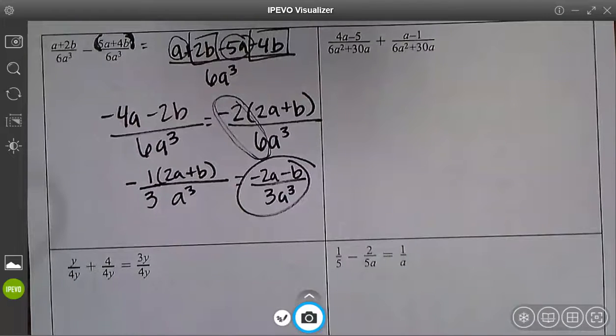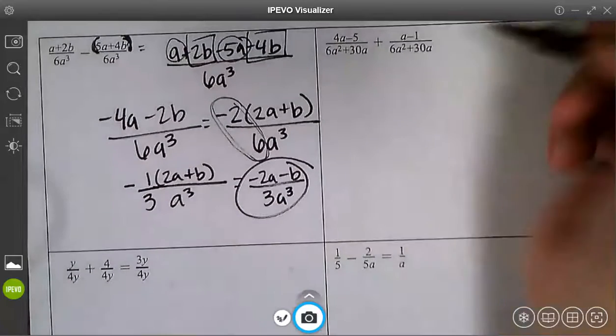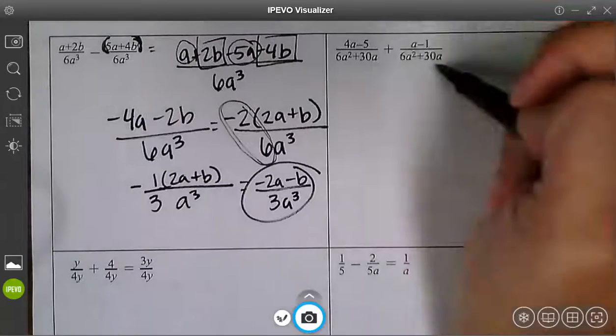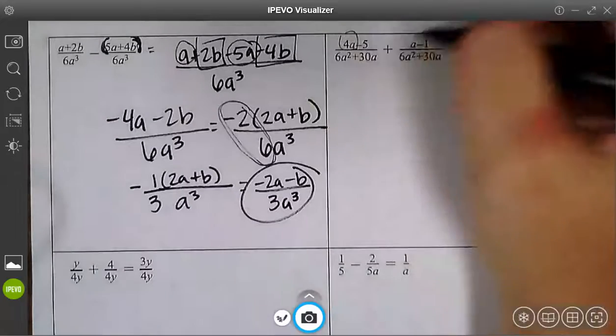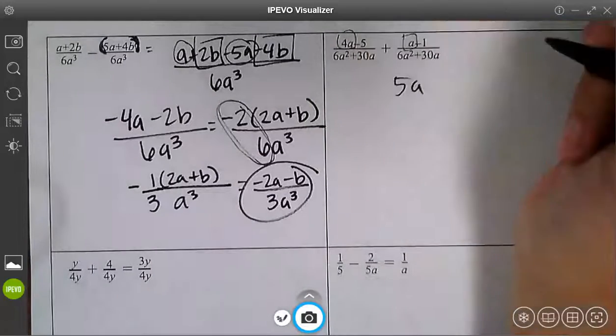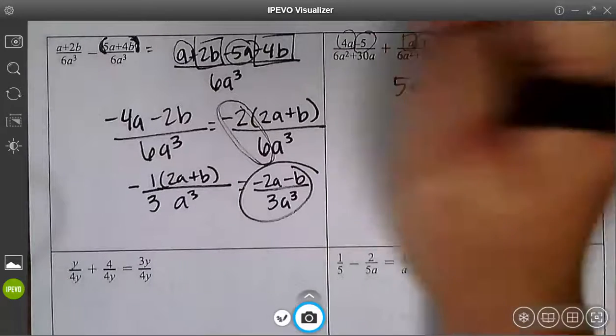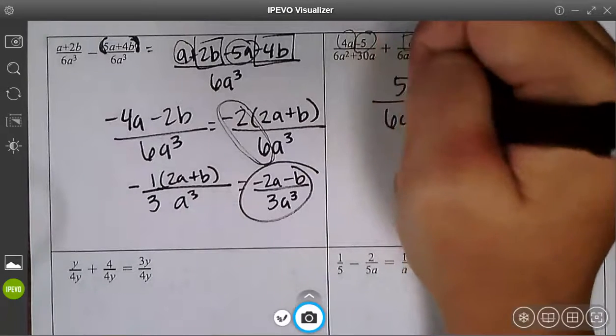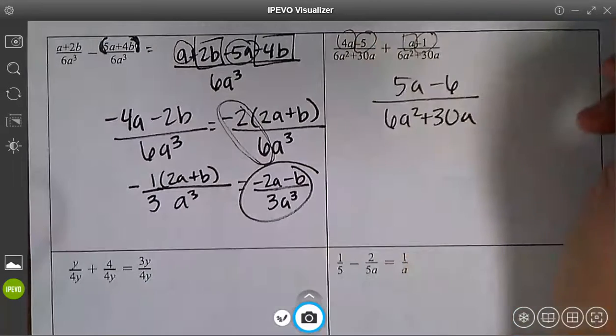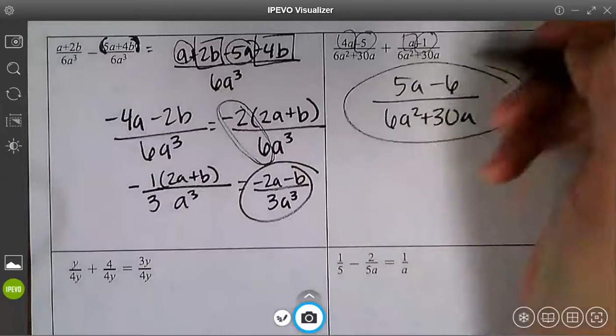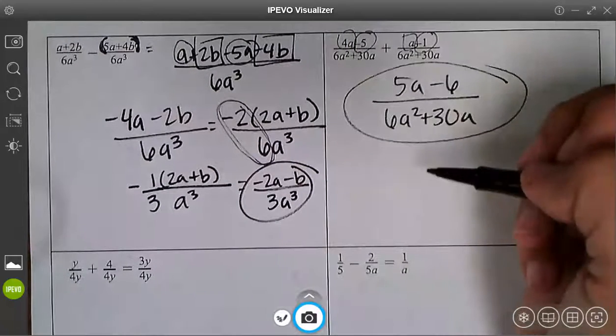All right, the next one. I'm adding, so I'm just combining my like terms on top. I already have a common denominator. 4a plus a is 5a, and negative 5 minus 1 is negative 6. I can't simplify any of that because my 5 and 6 don't have anything in common.